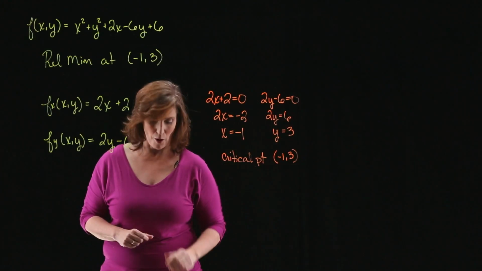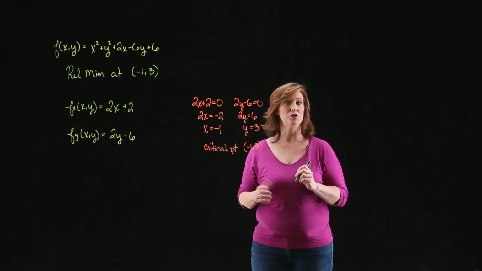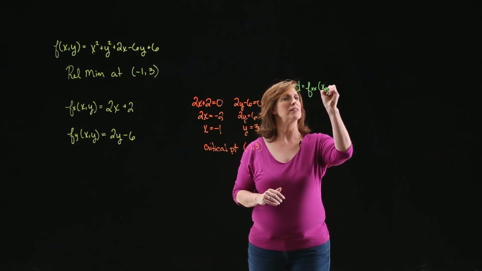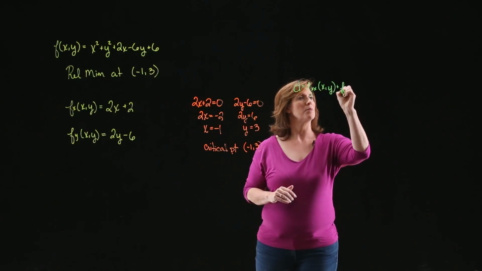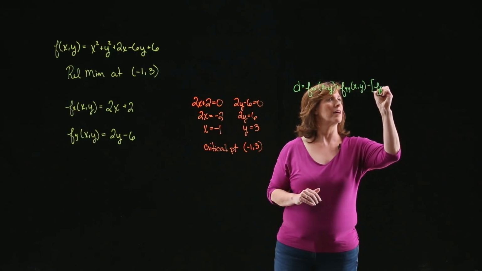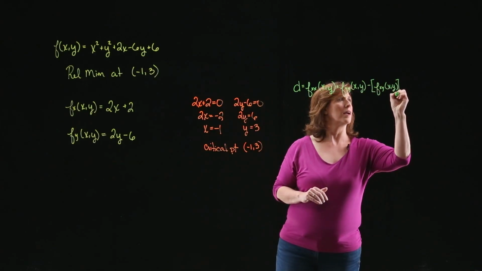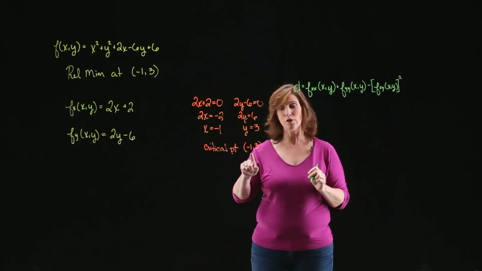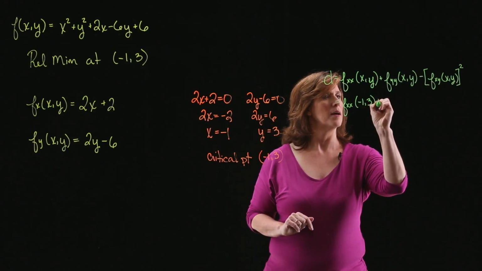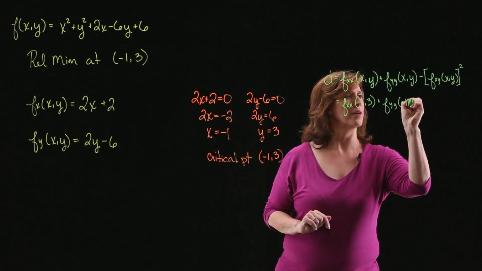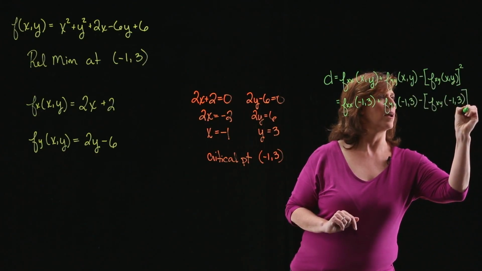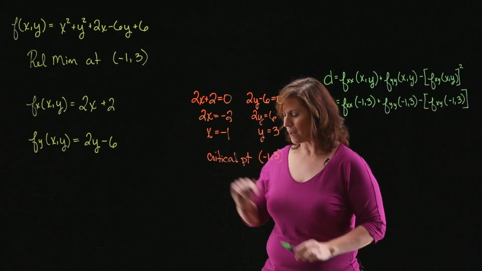done yet. I need to use the second partials test to see whether or not this critical point is a relative extrema or not. So we're going to use D equals the second partial of x times the second partial of y, minus the mixed partial squared. And in particular, we're looking to see what happens at my critical point, negative 1, 3. So I'll be looking at that second partial at negative 1, 3, times my second partial of y at the point negative 1, 3, minus my mixed partial at the point negative 1, 3. So I'm going to need these second partials. So let's go back and figure out what they are.